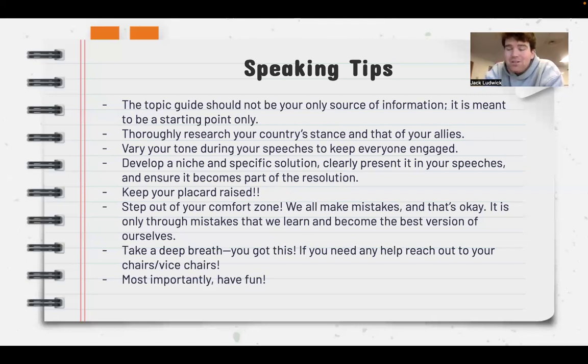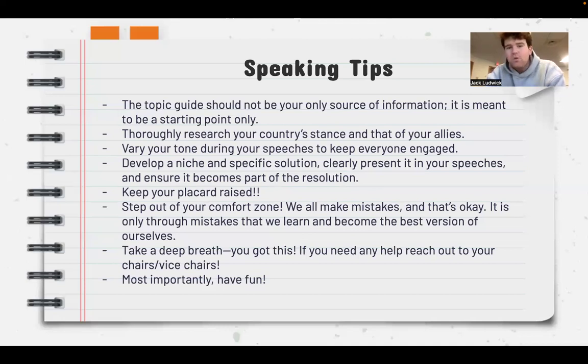Keep your placards raised. Be adding yourself to speakers lists, be motioning for things. The more that you are in committee, the more that your chairs and other delegates get familiarized with you, the better you're able to perform in unmoderated caucuses, and the better you'll perform at awards.